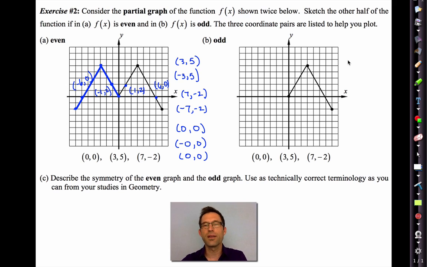Let's take a look at the odd. Again, let's leave 0, 0 alone. Let me do this in a different color. Let's go with red on the odd functions. So an odd function would say that opposite inputs give you opposite outputs. So if 3, 5 is on there, 1, 2, 3, 1, 2, 3, 4, 5, then negative 3, negative 5 has to be on there. Likewise, if 7, negative 2 is on there, then negative 7, positive 2.